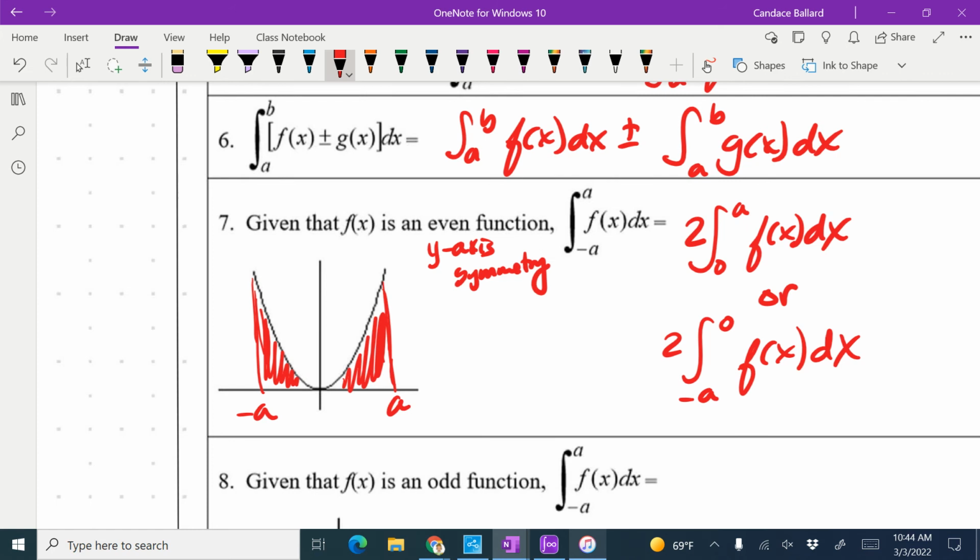Again, if you don't remember that one, it's not going to hurt you. It's just, if you know it, it's a shortcut. But you can still integrate from negative a to a, plug the numbers in, and you're going to be fine. Okay.